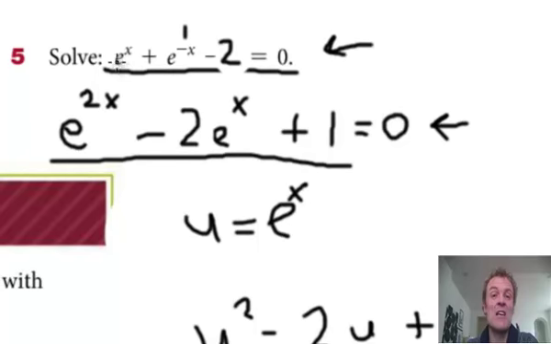I can go back and check it. e to the power 0 is 1, 1 plus 1 is 2, take away 2 is 0. Okay, it works. So just fingers crossed, hopefully when you get to something in the substitution, it factors rather than you using the quadratic equation formula.